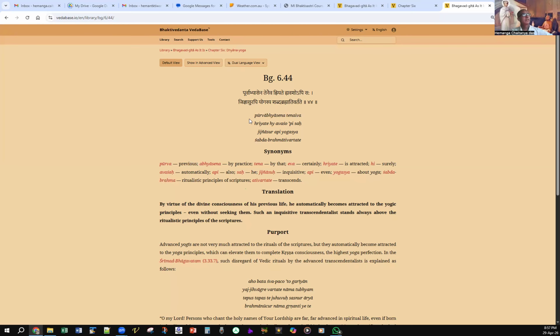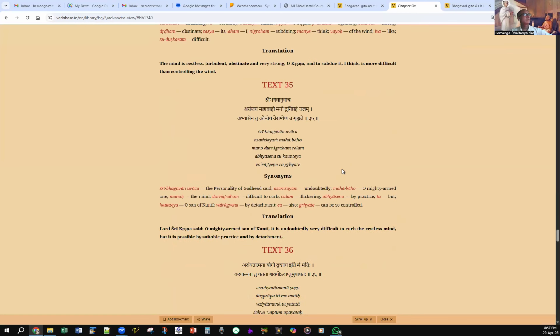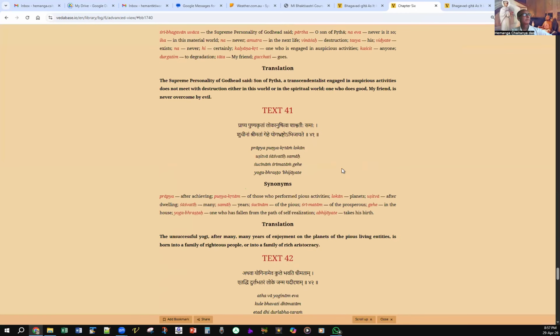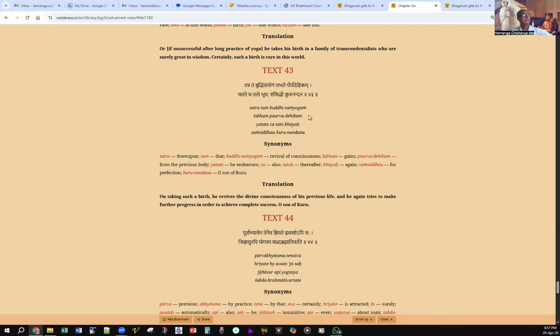Thank you, Mataji. So, I'll just open the previous verse, 643. Now in 643, what it says, Tam tam buddhi sanyogam. So buddhi sanyog will happen. So how will this happen? This is expanded in 644.